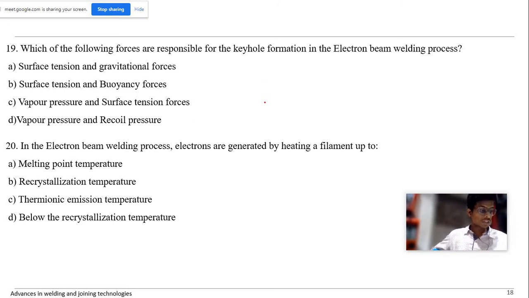And recoil pressure is basically generated in electron beam welding, by the interaction of the electron beam with the material. It creates a recoil pressure, and because of that, it helps in the keyhole formation. It's basically generated due to the interaction between the electron and the material. So 19D is the answer.